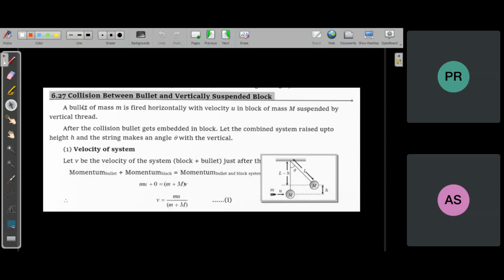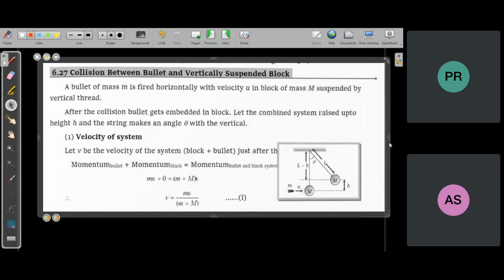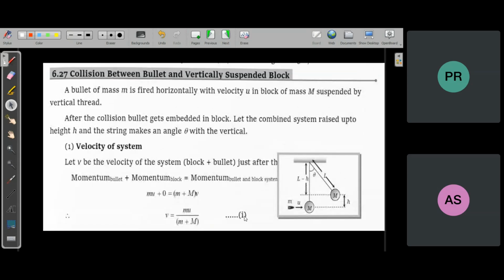Now you can see that this topic is there: collision between a bullet and a vertically suspended block. This type of question is asked. Very simple. Whenever there is a collision, the first thing you have to do is apply conservation of momentum just before and just after. Just after the collision, what will be the velocity of the combined system, bullet plus block? In most questions, the bullet gets embedded in the block. If that is the case, it means that it is a perfectly inelastic collision.